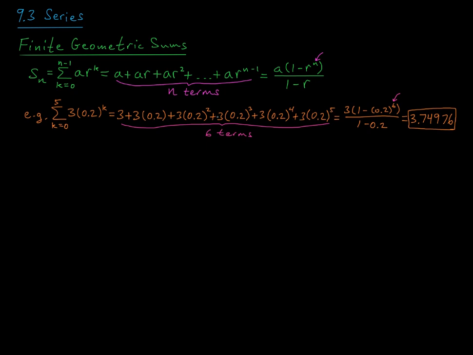Now here, there are 6 total terms, and so to apply this formula, I get a, which is 3, times the quantity 1 minus r to the n. This would be 0.2 to the 6th power, because there are 6 terms, and then divide all that by 1 minus r, 1 minus 0.2. And we get 3.74976. With 6 terms, it wouldn't be the worst thing in the world to add these up one term at a time by hand, or even with a calculator, but this formula does make it quite a bit simpler, a little less cumbersome.